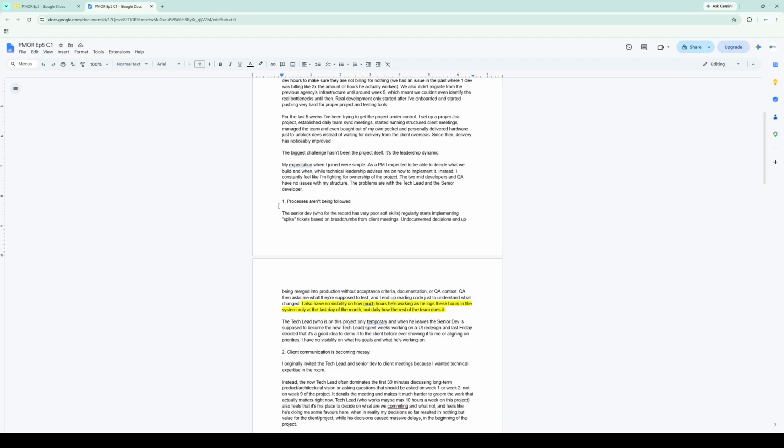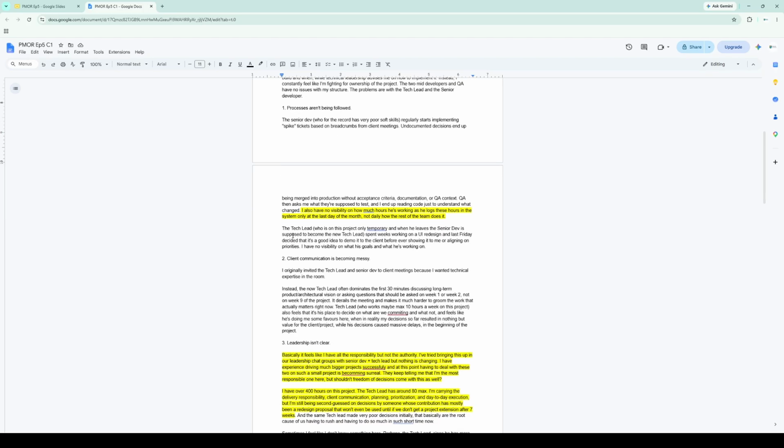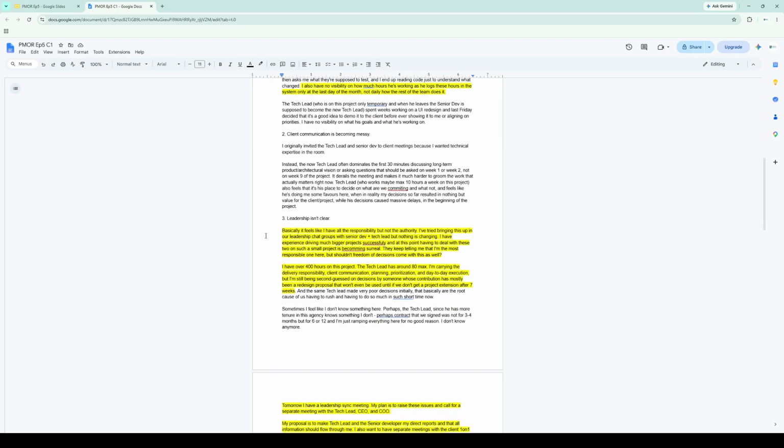And then I'm going to read this PM's quote on this subject. I also have no visibility on how many hours he's working, as he logs these hours in the system only on the last day of the month, not daily, how the rest of the team does it. And then they talk a little bit about the tech lead working on UI redesign that's not needed right now, so on and so forth.